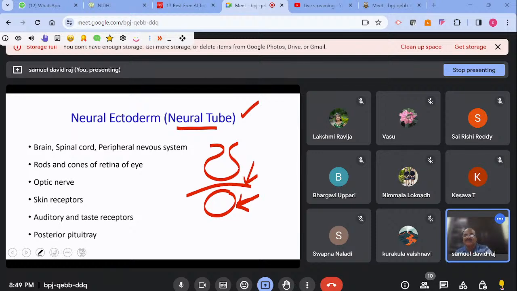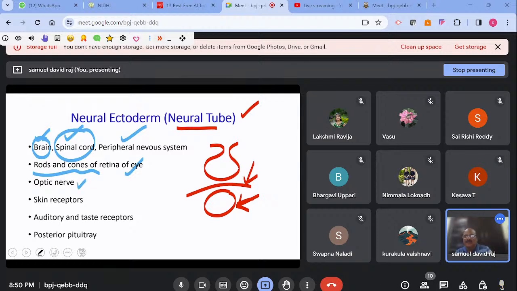And this neural tube gives rise to, number one, the brain, spinal cord, and also the peripheral nervous system comprising cranial nerves of the brain and spinal nerves of the spinal cord. So that means the central nervous system and peripheral nervous system develop from the neurectoderm. In addition to this, rods and cones of the retina of the eye are also neurectodermal in origin. Why? Because they must be connected to the brain. Unless they are neurectodermal in origin, they cannot send the light impulses onto the brain.